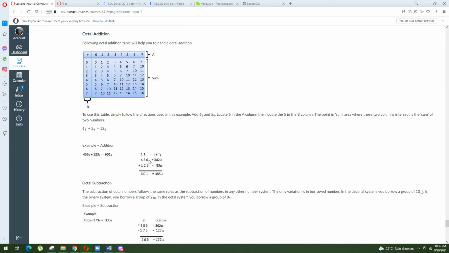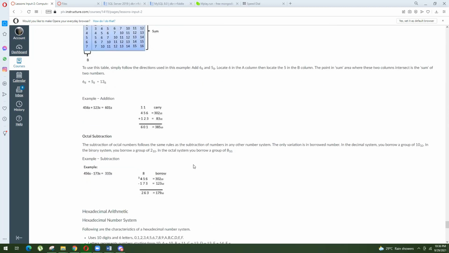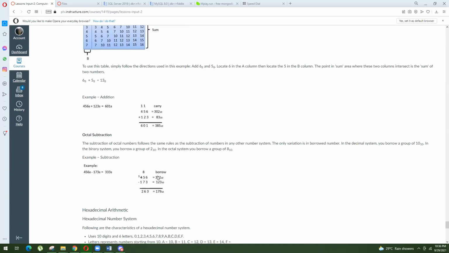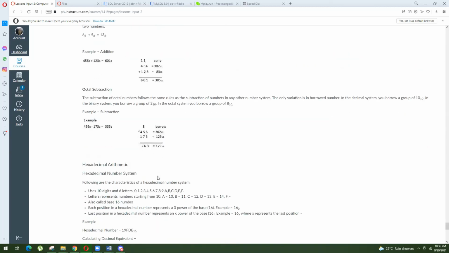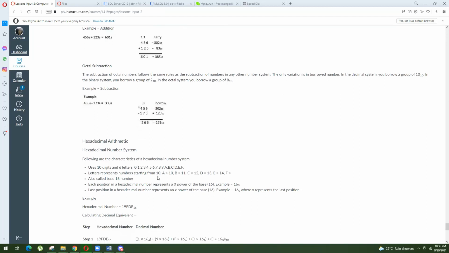Okay, again, 6 plus 3 is 9, 7, 8, 9. That is 11. 1 here over 1, 5, 6, 7, 8, so that's 10, 0 here over 1, 4, 5, 6, 601, or 385 as a decimal equivalent. How about subtraction? We just borrow 8.